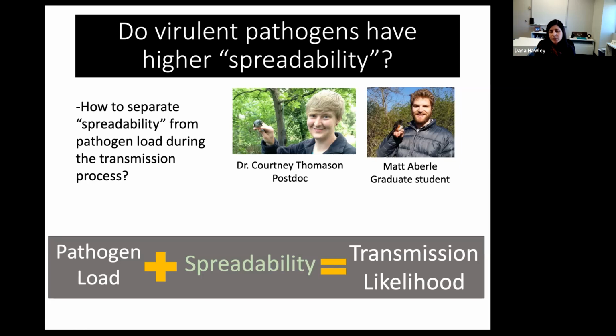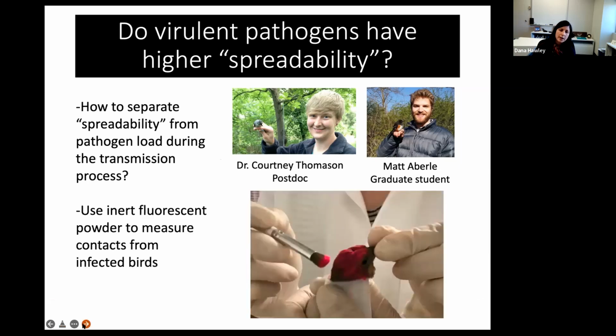And so to get at this, we wanted to find a way to isolate this particular component of spreadability. And this work was led by a former postdoc, Courtney Thomason, and a former grad student, Matt Aberle. And so what we did to isolate spreadability is we used an inert fluorescent powder that's been used in lots of systems to measure contact rates.